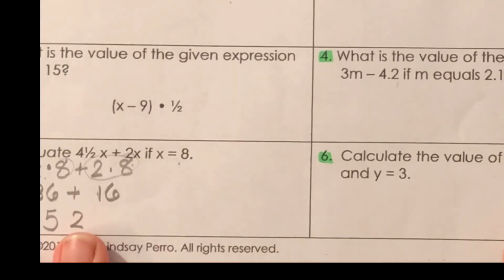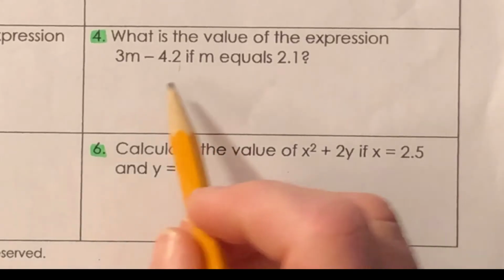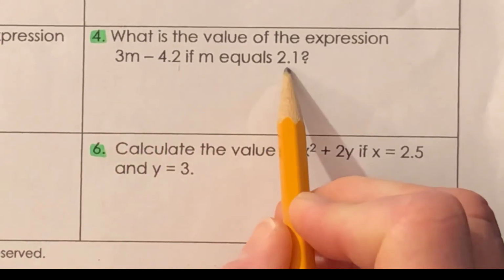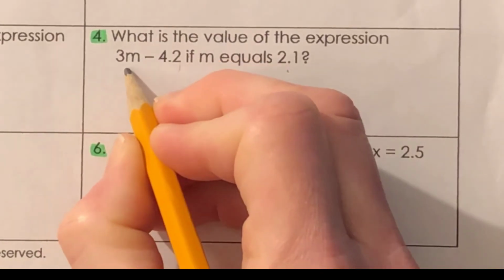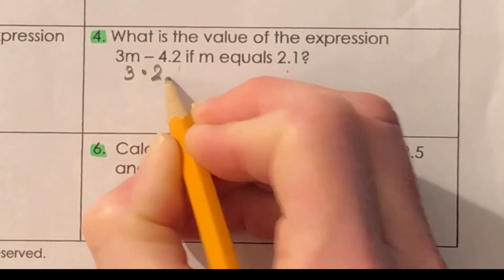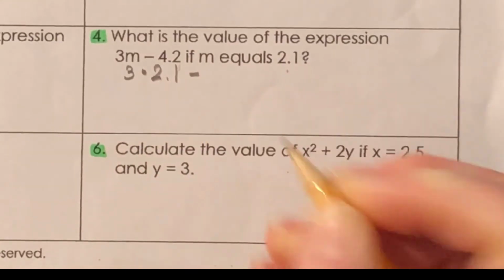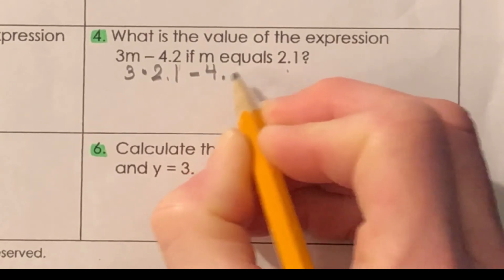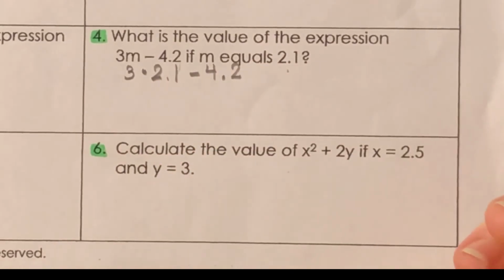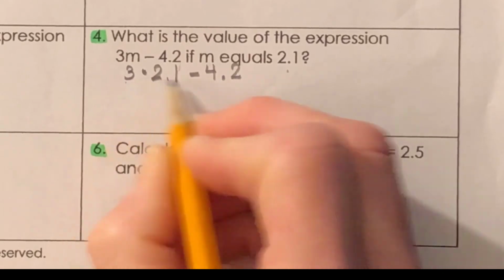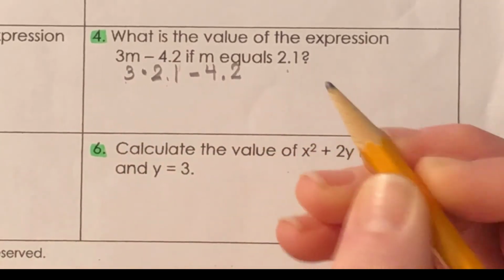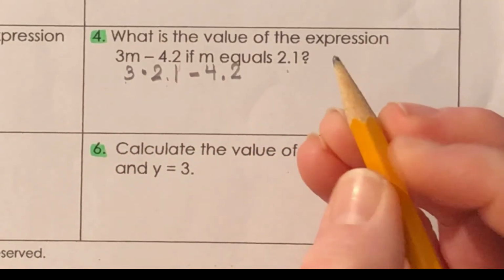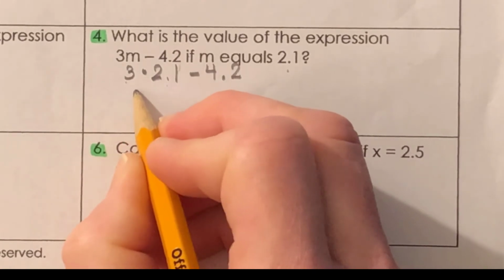Decimals are even easier. Number 4. M is 2.1. So I will write this 3 times 2.1 minus 4.2. So 3 times 2.1 would be like 3 times 21 is 63.